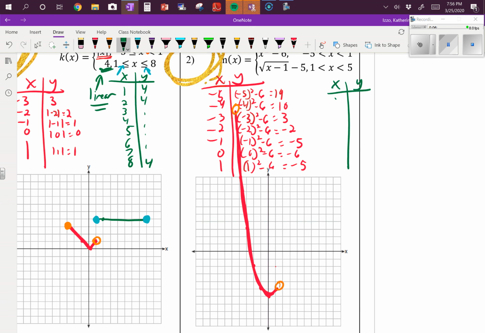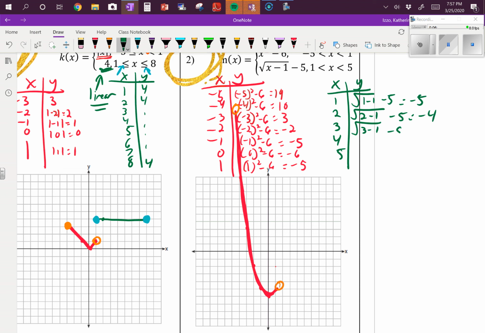X, Y, 1, 2, 3, 4, 5. Square root of 1 minus 1 minus 5. Well, 1 minus 1 is 0, minus 5 is a -5. Square root of 2 minus 1 minus 5 is going to be, the square root of 2 minus 1 minus 5 is a -4. Square root of 3 minus 1 minus 5. Okay, square root of 3, that's the square root of 2 minus 5. That's going to be an ugly decimal. Then you can either type in that ugly decimal or ignore it.